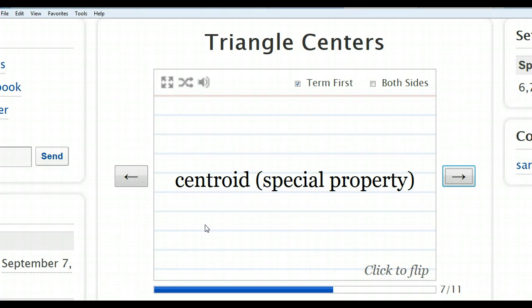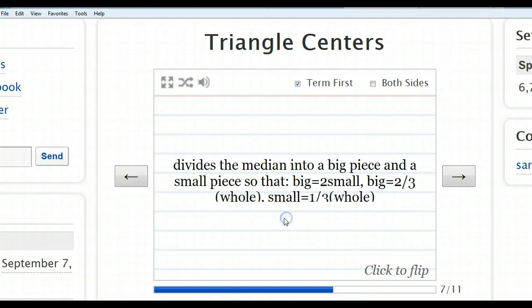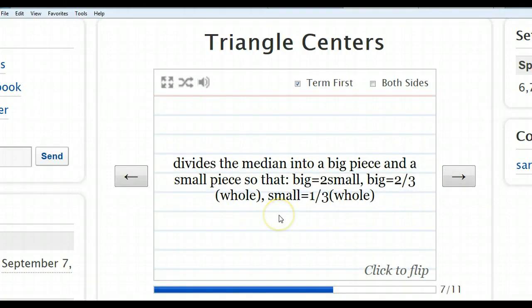If you think about it, there are actually two different special properties for the centroid. One of the special properties is that this is the one that has all those little formulas, where the centroid divides the median into a big piece and a small piece, where the big piece is twice as big as the small piece. The small piece is 1/3 of the whole thing, and the big piece is 2/3 of the whole thing. All of that, I'm calling that one special property of a centroid. Also, a centroid is the center of gravity. So that's another special property.